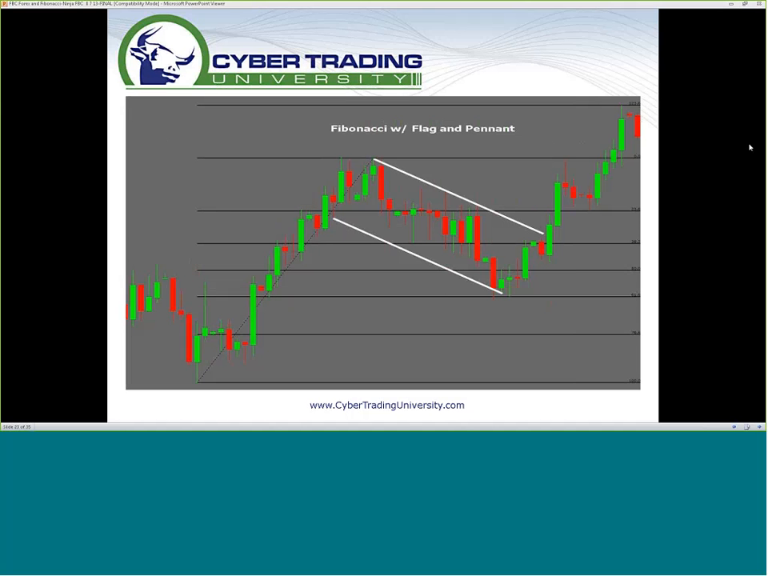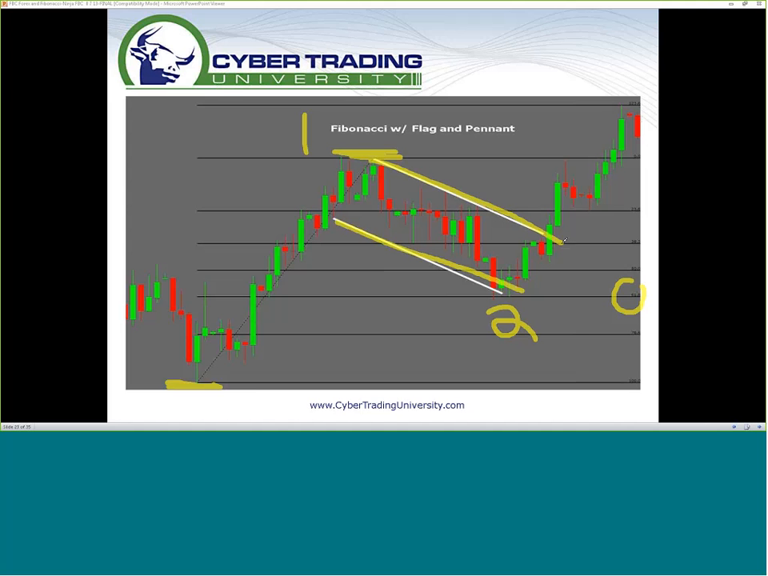Again, long-term trend to the upside. We have a consolidation pattern. We start at the bottom. We start the Fibonacci line at the bottom. We draw it to the top. That's number one. We pull back. Number two, that's a 61.8% level. That's our flag and pennant.